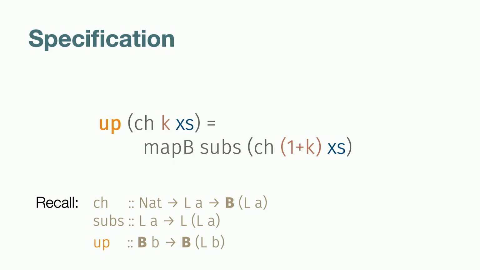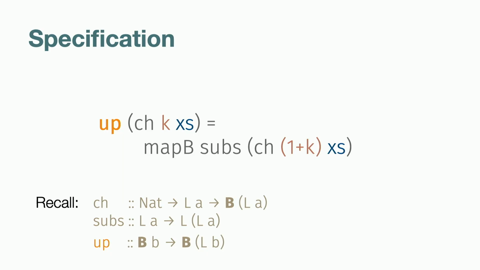So now the new specification of the function up is something like this: each level is now presented as a tree. So up takes level k and produces a tree of lists, which should look like applying MACB of subs to level 1 plus k. And now you can calculate up. It's a pity that I cannot show you the calculation due to time constraints, but it's probably for the best because it's more fun if you try it yourself.